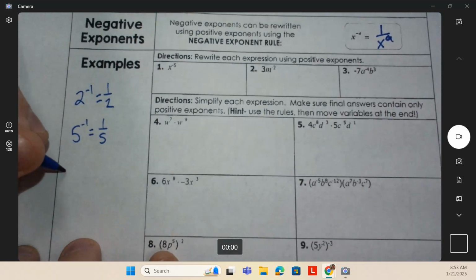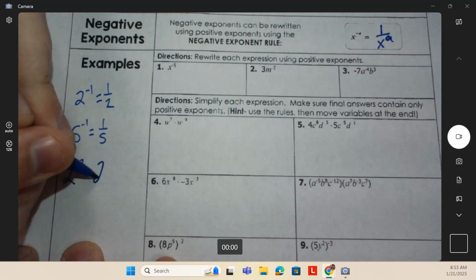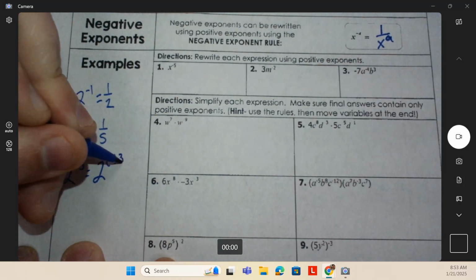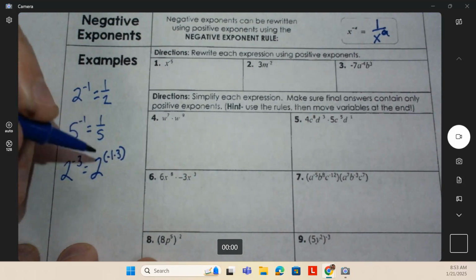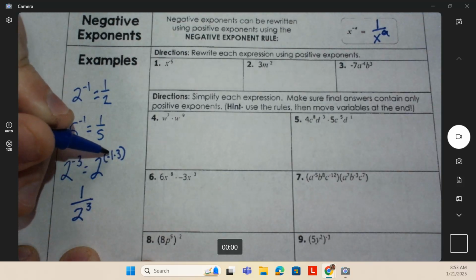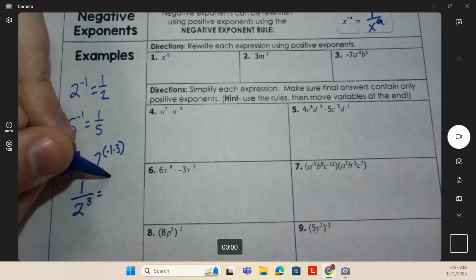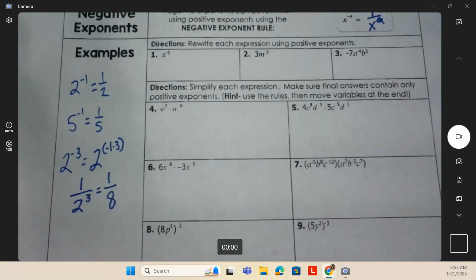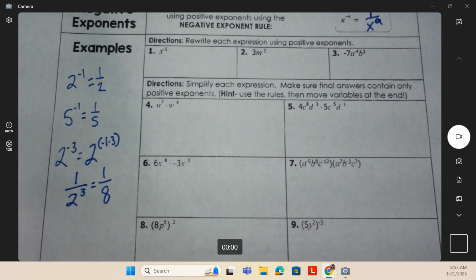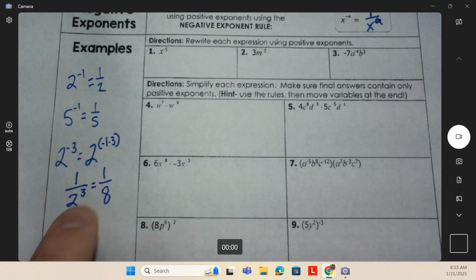So if I have 2 to the negative third power, what I can think of is that being 2 to the negative 1 times 3 power. So that negative 1 is going to flip it over, put it in the denominator, and that gets rid of that negative 1 and leaves me just with the 3. So I would do 2 to the third in that denominator and get the 8 there. Very similar to when we're dividing the exponents. When we have that negative, it's going to flip it over. So our goal here is going to be to write everything with only positive exponents.